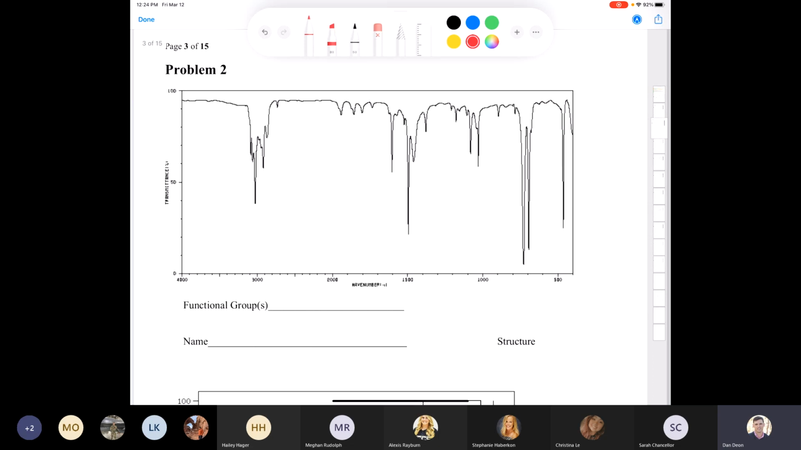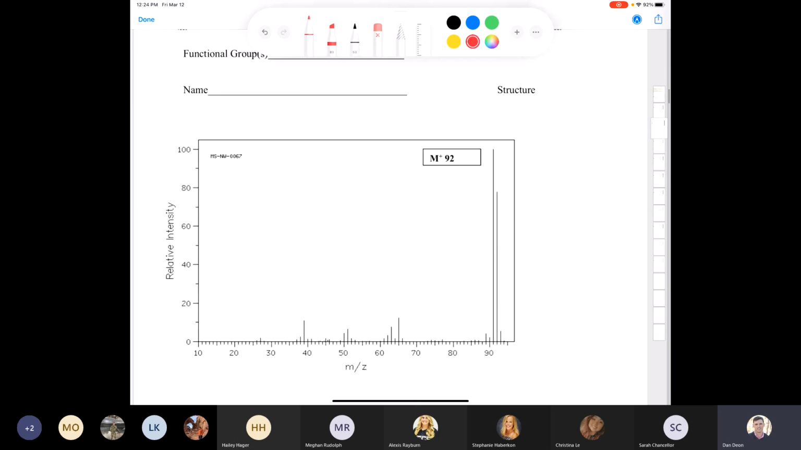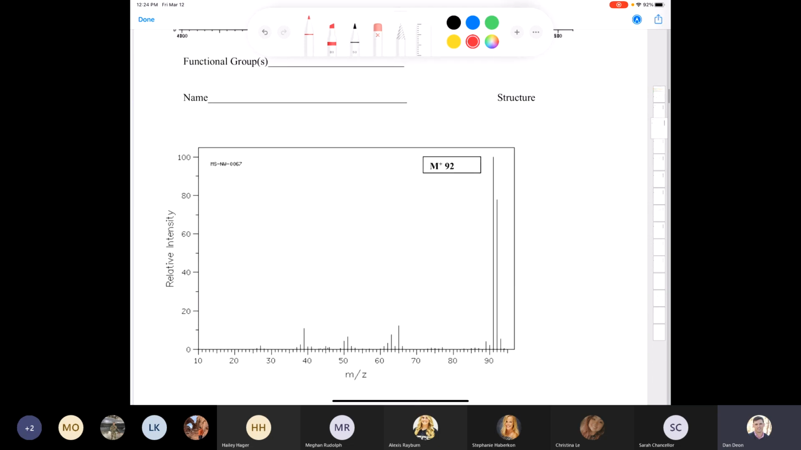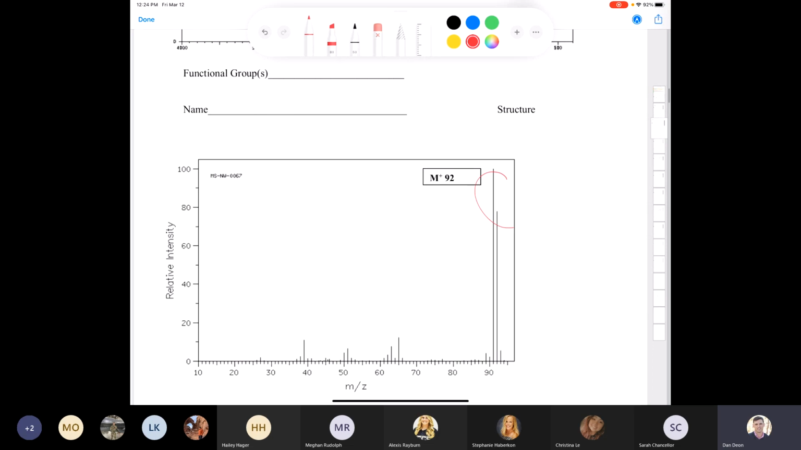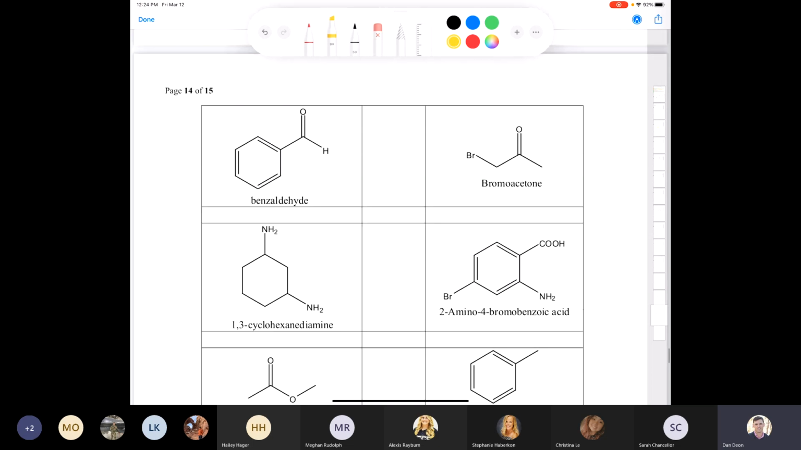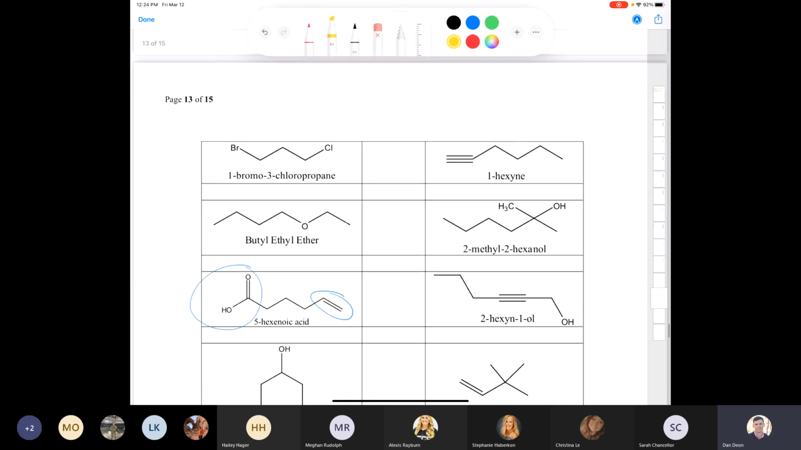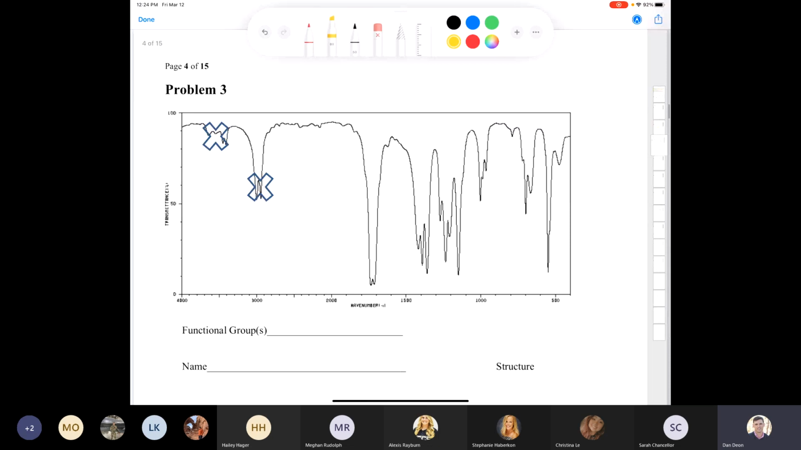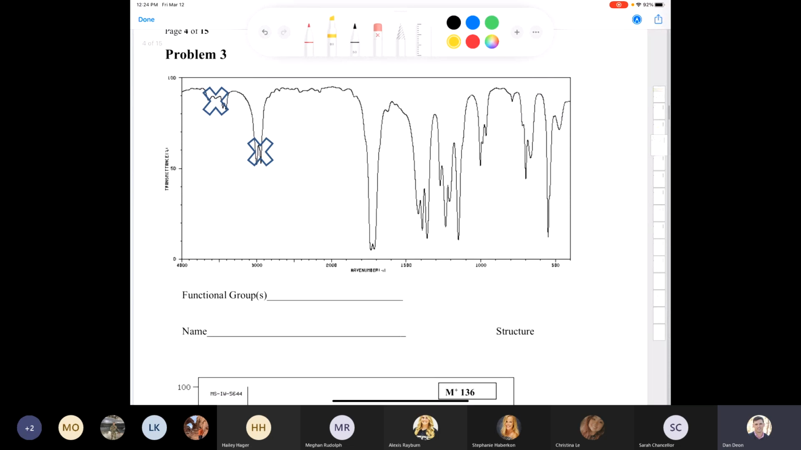You see that I didn't cross out anything in the IR. In the mass spec, you can see there's something interesting here. And again, of course, you have to include the functional groups that are present in the molecule, the name of that molecule, and the structure, which again, you're going to get from the bank of compounds found at the very end of the document.